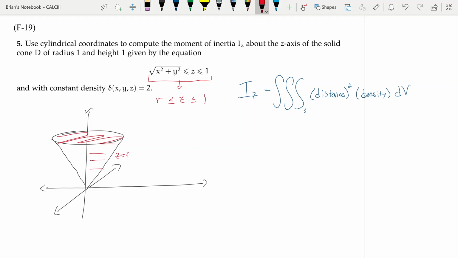Okay, cool. So when we're writing our bounds, and this is what I'm going to let you guys do, I z is equal to, so we'll have 1 bound, 2nd bound, 3rd bound. Our distance is just going to be the radius, right? So we'll just be r squared. Our density is 2, and then for the dv, right, this is r dz dr d theta. I can never forget that little r in there. I've done it a lot. R dz dr d theta.